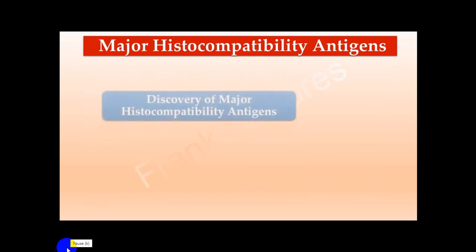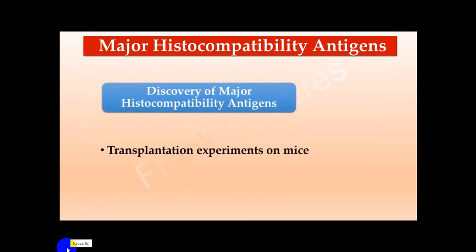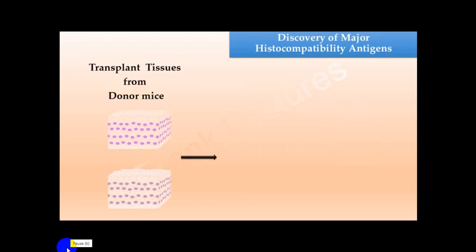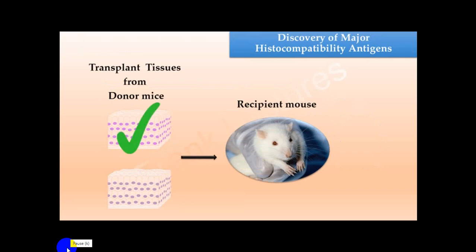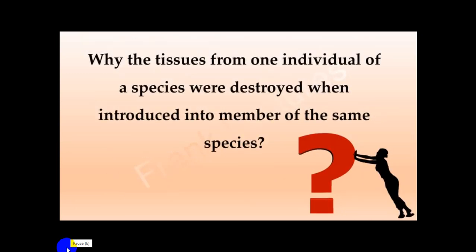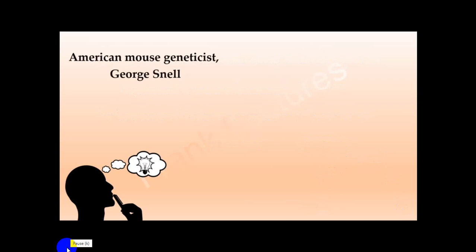These antigens were discovered when scientists were doing transplantation experiments on mice. Scientists found that sometimes the transplant tissue from the donor mouse was accepted by the recipient mouse, but at other times it was rejected. Now the question was, why the tissues from one individual of a species were destroyed when introduced into a member of the same species. The answer was given by an American mouse geneticist, George Snell.